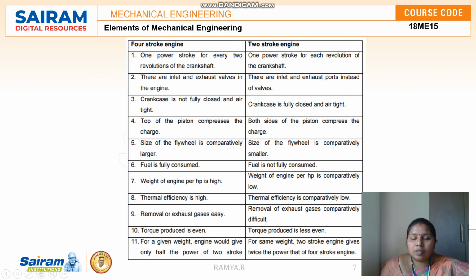Removal of exhaust gases is easy. Removal of exhaust gases is difficult in a two-stroke, it cannot be removed completely. And the torque produced here is even, whereas here the torque produced is less compared to that of a 4-stroke engine. For a given weight, a 4-stroke engine would give one half of the power of a 2-stroke. For the same weight, a 2-stroke engine gives twice the power of a 4-stroke engine. So in comparison of the power produced, a two-stroke engine performs much better than a four-stroke engine.